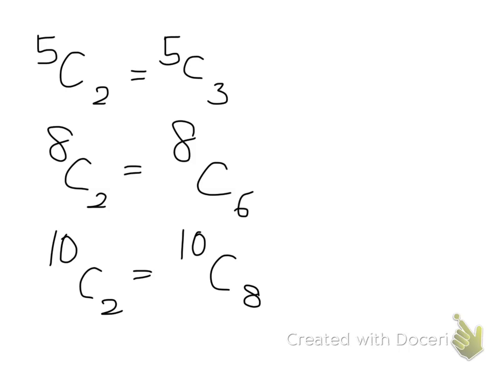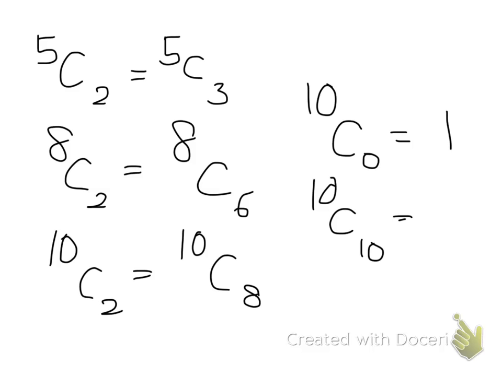Also, it follows that if I have 10C0, what do you think this is? It would be 1. Again, we're looking at the number of ways to do things. If I have 10 neckties and I bring nothing, how many ways can I do that? It's 1. It would also be the same that 10C10 is 1. I have 10 neckties and I bring all of them with me, it's the same meaning.